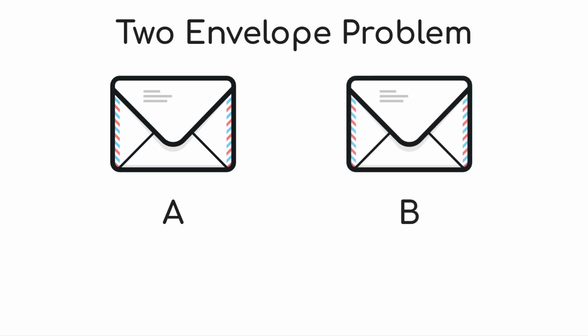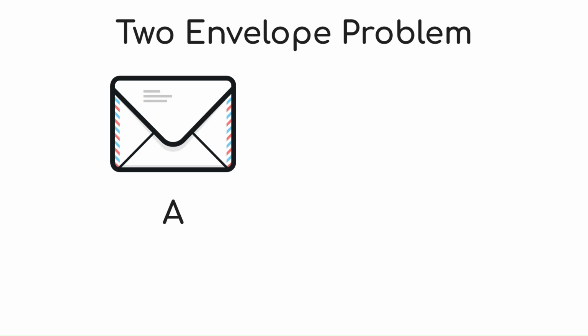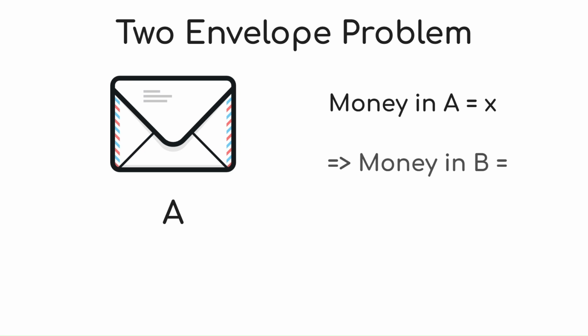First, we name the two envelopes A and B. Say you choose envelope A initially. Let's denote the money in envelope A as X. This means that the other envelope, B, will either have twice the amount, which is 2x, or half the amount, which is 0.5x. Both possibilities are equally likely, each with a 50% probability.